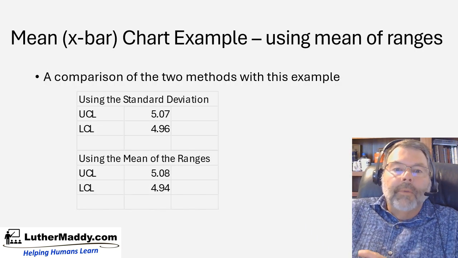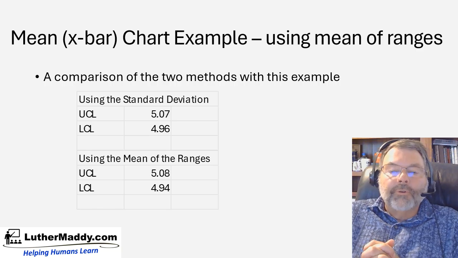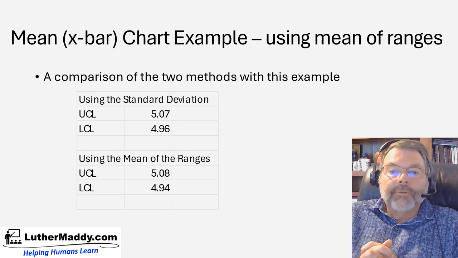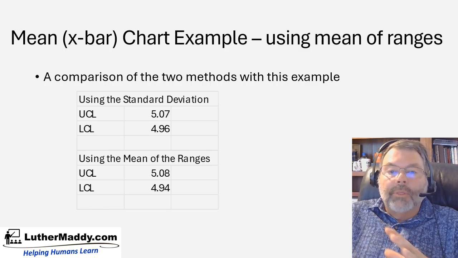Here you see the comparison of the two methods. Using the standard deviation, the upper control limit was 5.07 and the lower control limit 4.96. Using the mean of the ranges, again with this illustration, but in general they're going to be pretty close, 5.08 and 4.94.